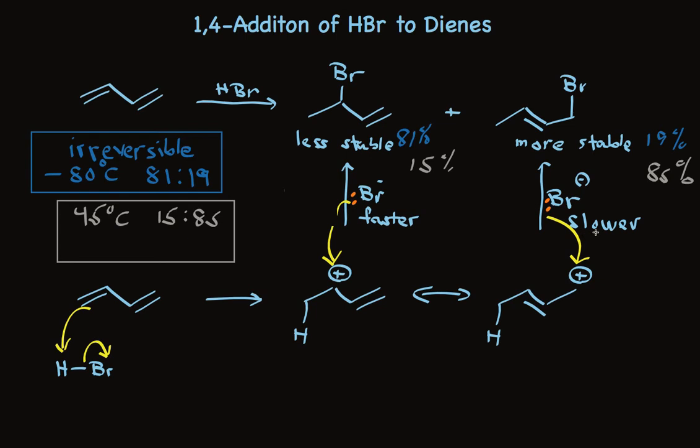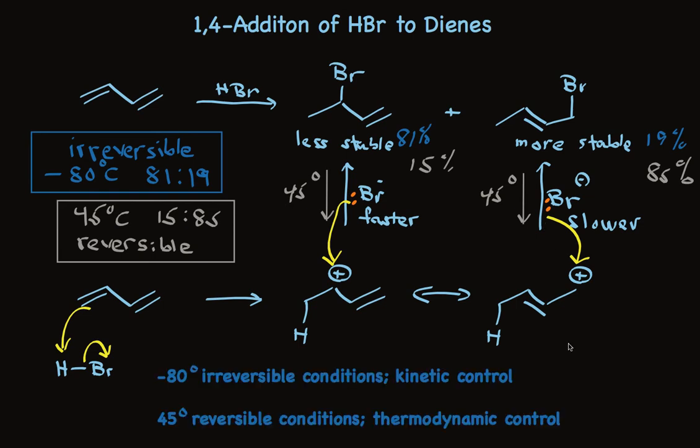But when we have reversible conditions, and this bromide can leave again and reform the carbocation at the higher temperatures, ultimately it's not the faster formed product that dominates, but we have a predominant amount of the more stable product.